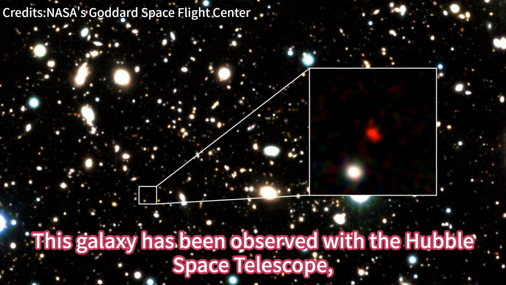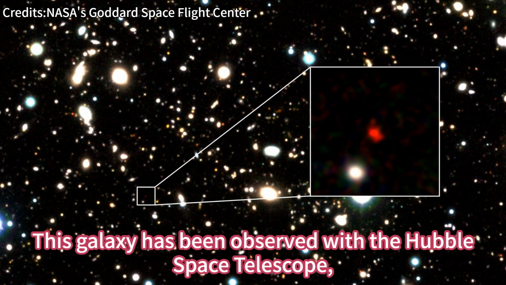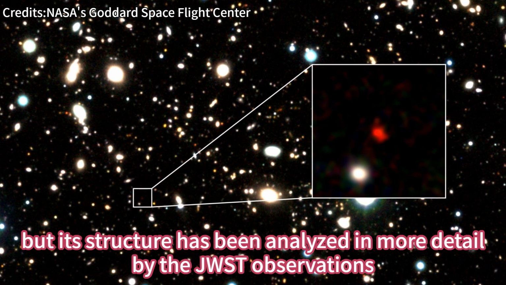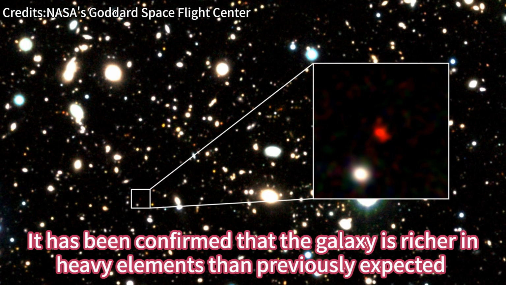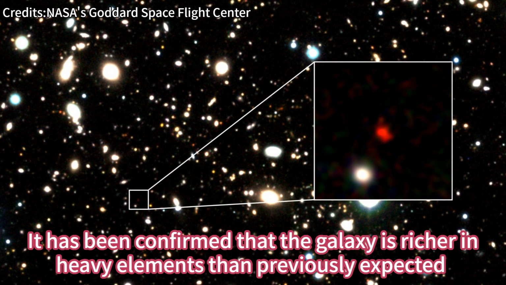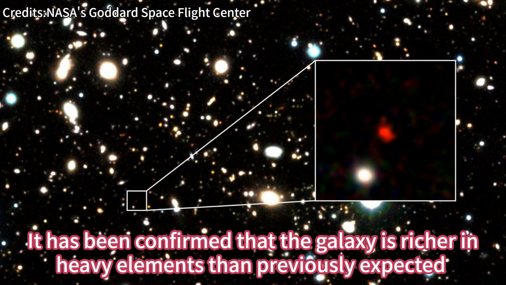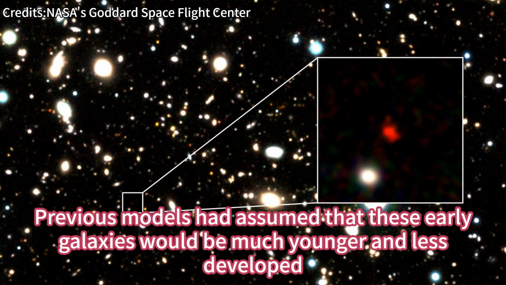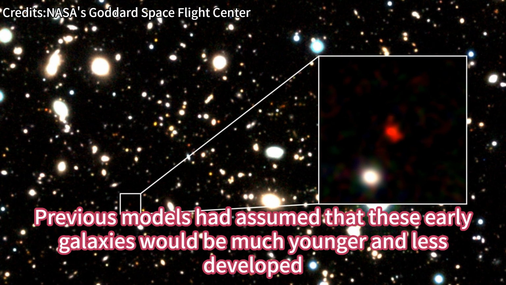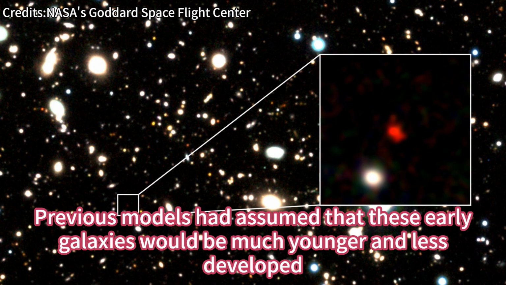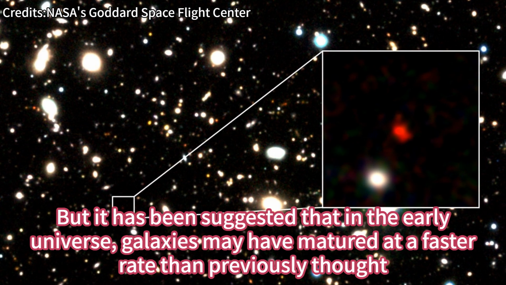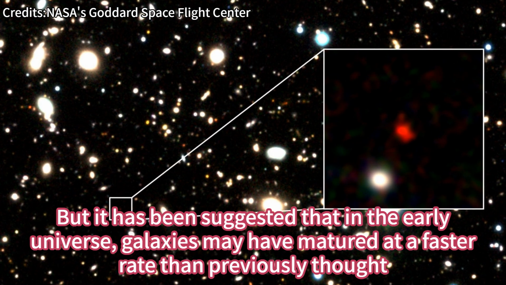This galaxy has been observed with the Hubble Space Telescope, but its structure has been analyzed in more detail by the JWST observations. It has been confirmed that the galaxy is richer in heavy elements than previously expected, and is already highly evolved. Previous models had assumed that these early galaxies would be much younger and less developed, but it has been suggested that in the early universe, galaxies may have matured at a faster rate than previously thought.